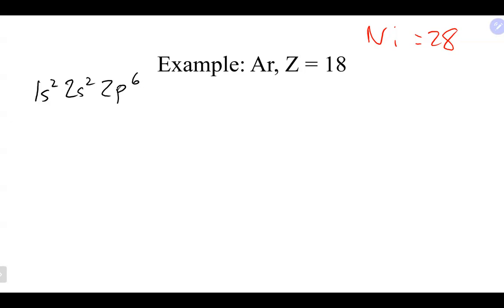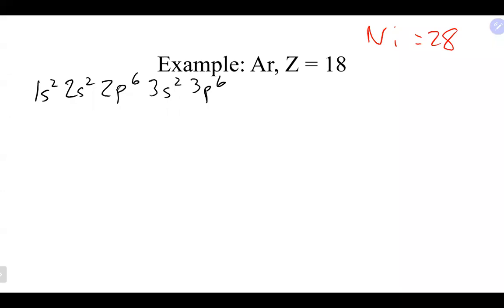After the 2p, we're going to go to the 3s2. And that would now be 12 total electrons. After the 3s will come the 3p6, which once again, if we count up the top numbers there, we should end up with 18 in this case.